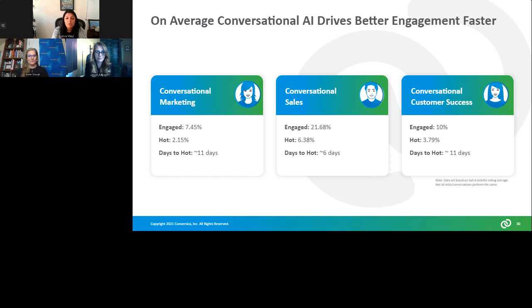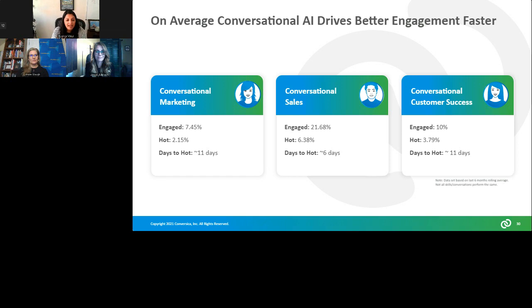For us, engagement means that you're actually responding back. You're getting a response back. And of the total messages that you have, of the total context that you have messaged, how many of those are actually turning hot, meaning that they want to take that next action? And then the days to how it gets to hot.